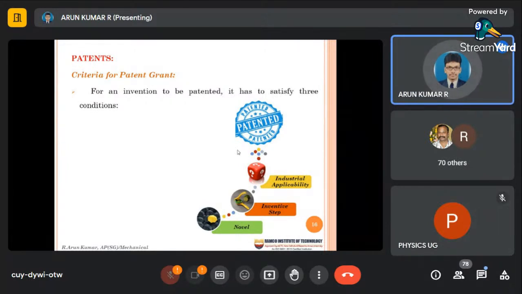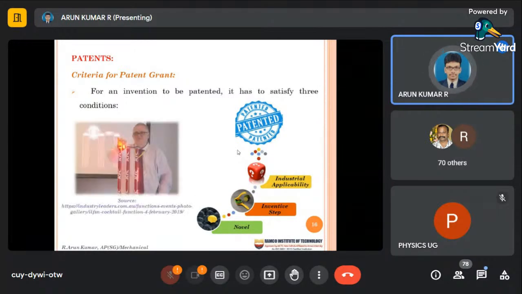So what we'll do is explore all these three criteria in detail. Before that, I would like to share some information related to an invention. Hopefully most of you will be watching cricket, and now the World Cup is going on.